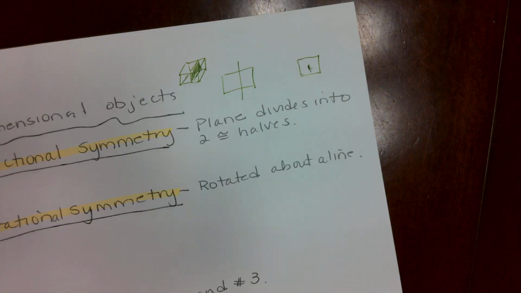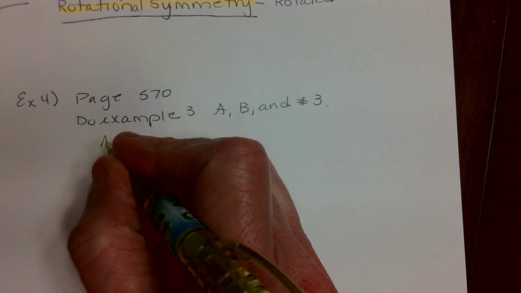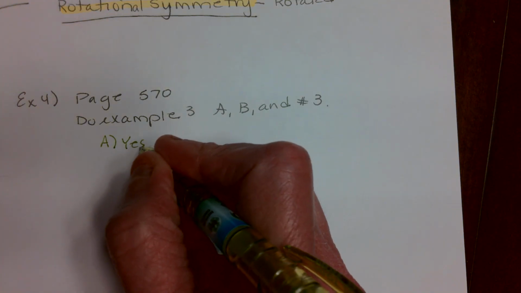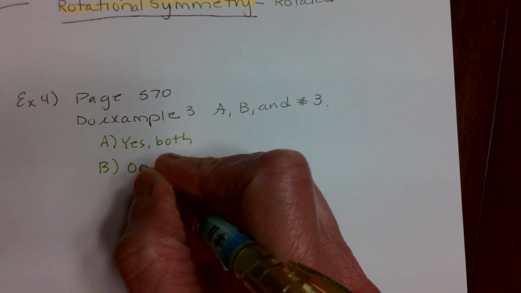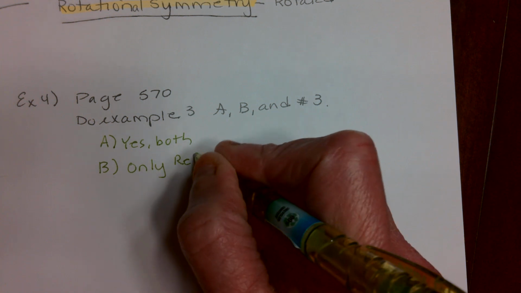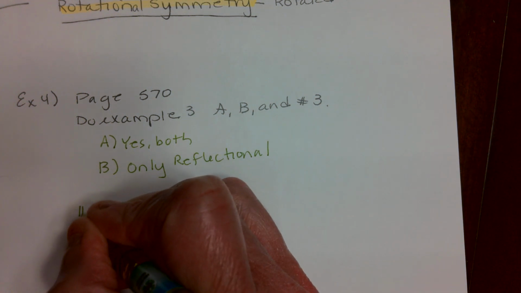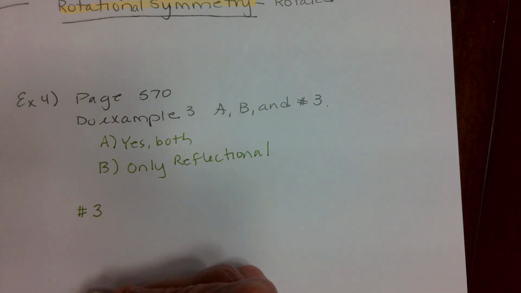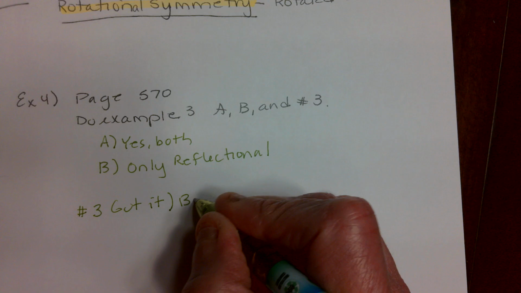So just to fill in your note sheet here, we did A, and we said yes, both, and we did B, and that was only reflectional. And then we had number 3, got it. And that was both.